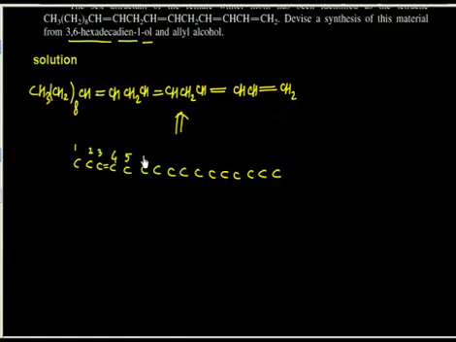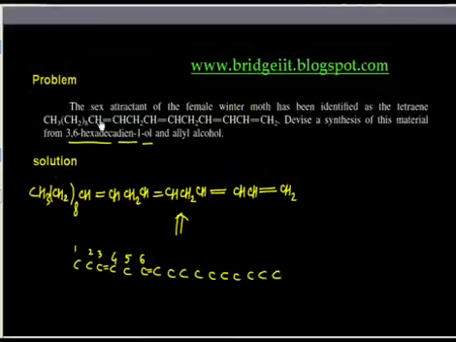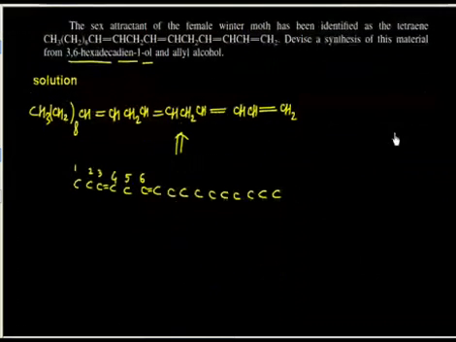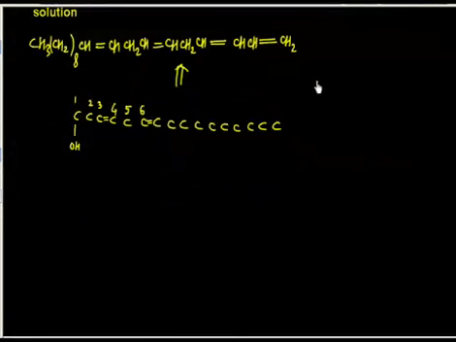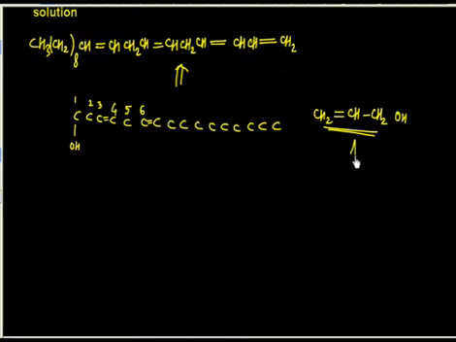4, 5, 6. At position 6 again you have a double bond. Now you have a 1-ol, so at position number 1 you have an OH group. And now you have allyl alcohol. The allyl group is CH2=CH-CH2. This group is called the allyl group, as we have already discussed. So this is allyl alcohol.